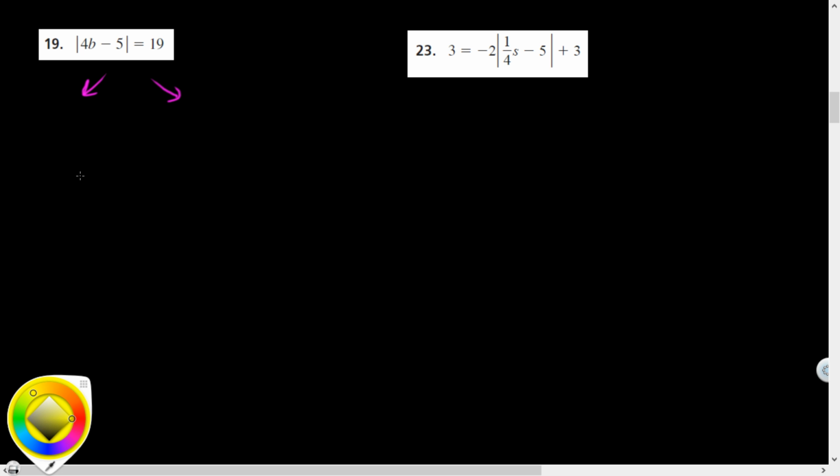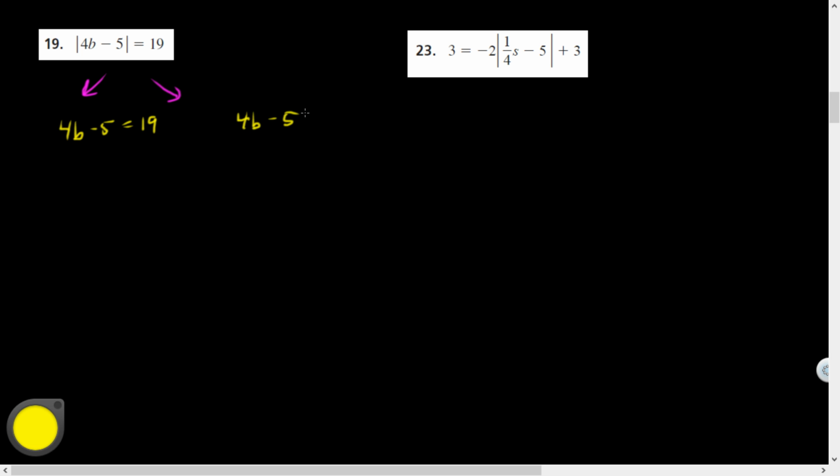I would end up getting 4b minus 5 is equal to +19, or 4b minus 5 is equal to -19. Right? So I break it into two cases.